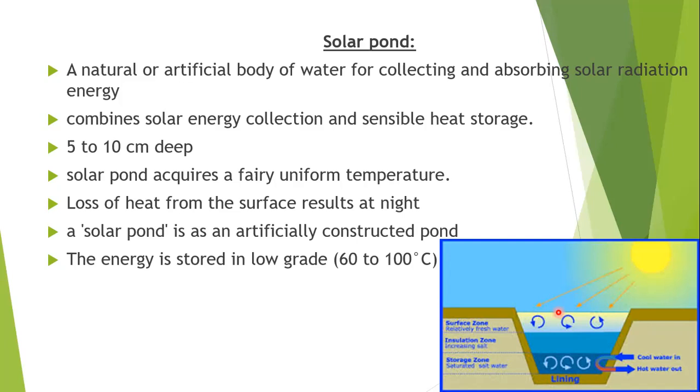Inside is a bed of insulating material. See here, the insulating zone is there. A bed of insulating material under the pond minimizes the loss of heat to the ground. So this bed acts as an insulating material and avoids the loss of heat going into the ground. And there is a curved cover, this is the lining. This lining is made up of transparent fiber glass.